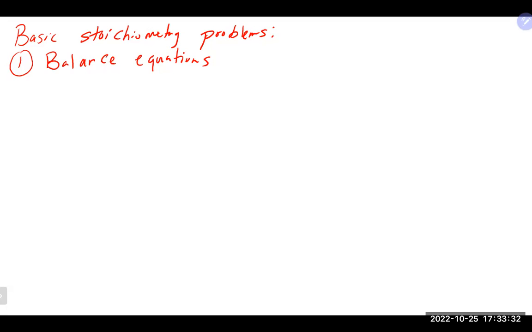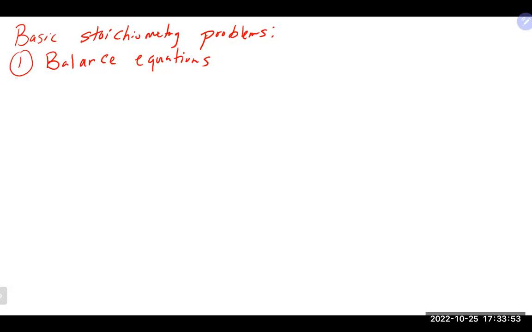A lot of times, though, in stoichiometry problems, you are given the equation. You definitely should take a look at it to make sure that it is balanced. If you see numbers, there's probably a good chance that it's balanced, but you should definitely double check. And if you see no numbers, no coefficients, then you definitely should take a good look at it.